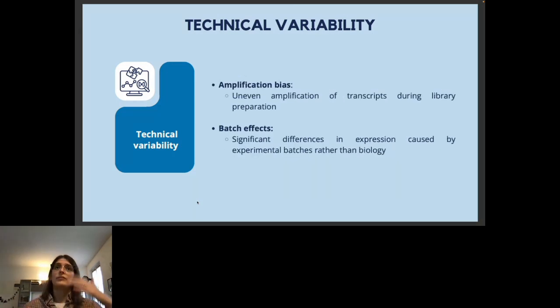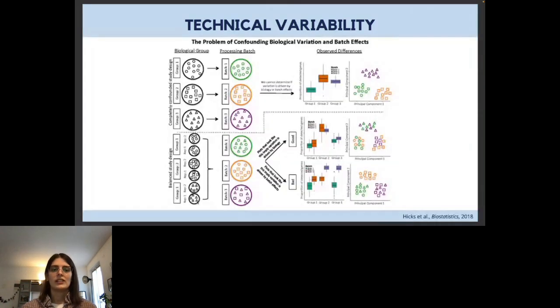Then we can also have amplification bias or the batch effect. For the batch effect, I reported here a very nice representation because I think it is a very important thing that we have to remember. When we are setting the design, we cannot confuse the processing batch with the biological group. Because in this way, which is the upper part of this graph, we end up with differences which we cannot say whether they are true biological differences or due to the batch effect, no?